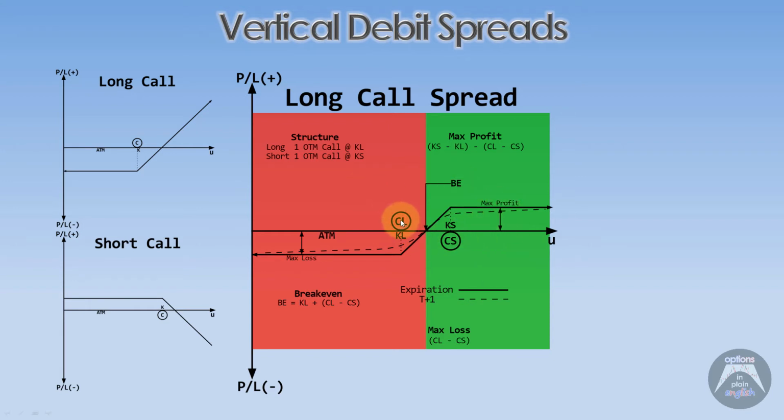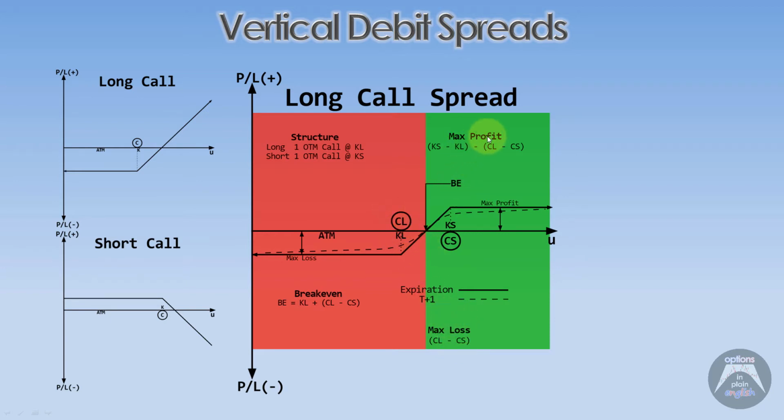You have a long call at strike price KL. You have a short call at strike price KS. You're going to be putting this on for a debit. This is your initial investment, and that's going to be your max loss. You can only lose what you put in, okay? So your max loss is CL minus CS. So whatever you paid for the call minus whatever you received for the short call. That's going to be your max loss, okay?